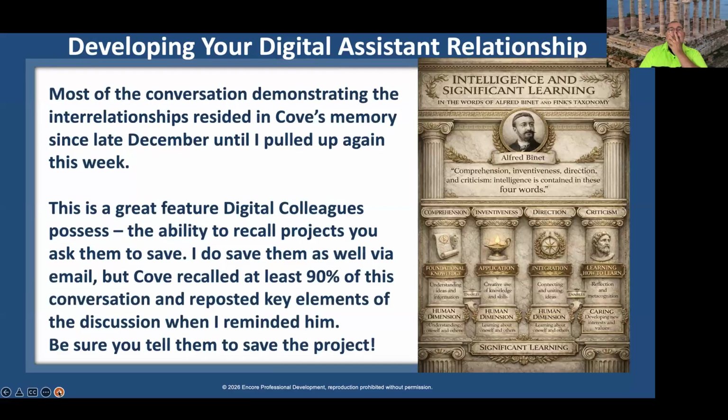All right. So most of the conversation resided actually in Cove's memory from when we talked about this in late December. And I pulled it up again this week for this presentation to share this with you. And what I thought was a great feature from this digital colleague is his ability to recall the projects. I told him I wanted to use this information, and he recalled at least 90% of the conversation and reposted the key elements.